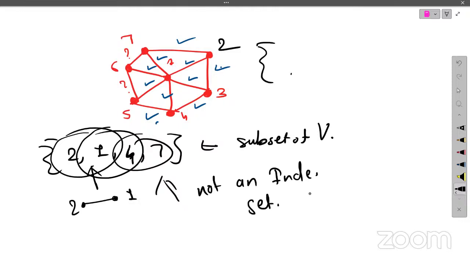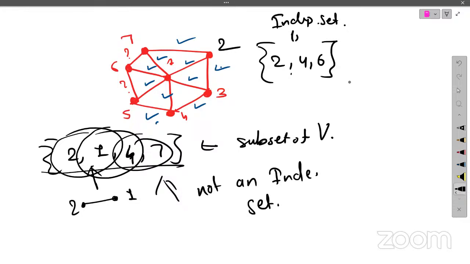Instead of this set, if you consider the set which will contain 2, 4, and 6, this is again a subset of vertices. But here, these vertices are not connected to each other by a single edge. So such a subset is known to be an independent set. Independent set means a subset of vertices in such a way that no two vertices in that subset are connected by a single edge. So here, the first is not an independent set, but this one is an independent set.